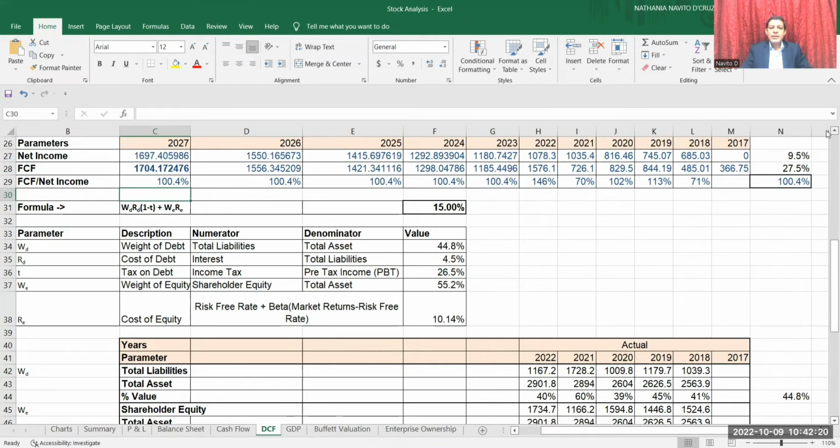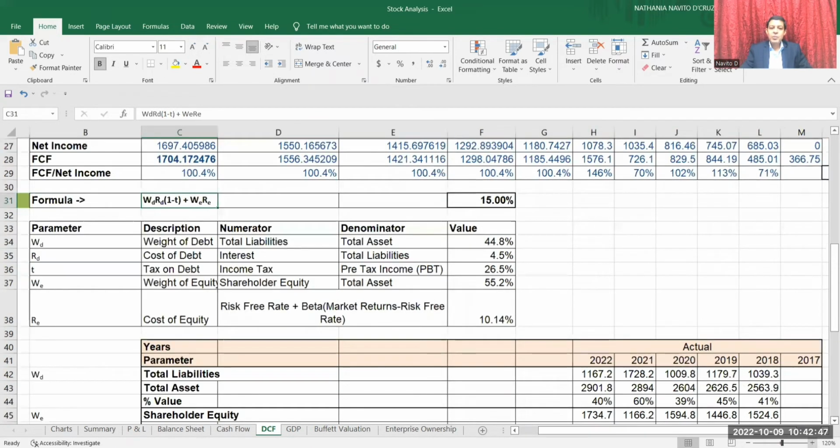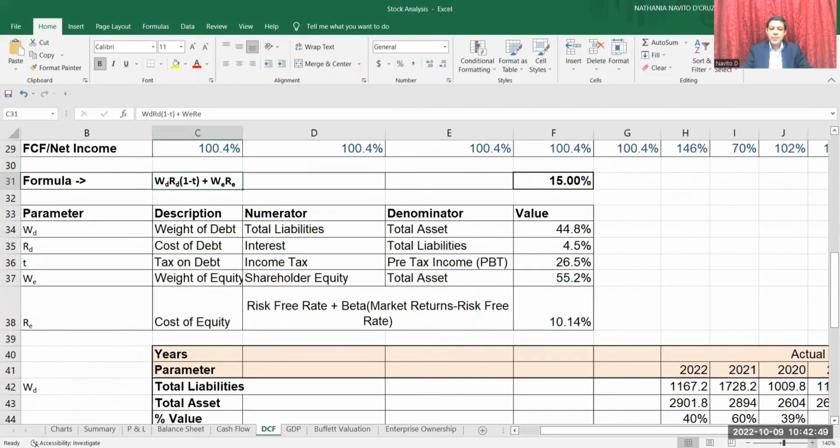So now in that discounted cash flow model, we have used a concept called the weighted average cost of capital. So today we're going to discuss how to calculate that discount rate, or the WACC of the company. As you see here, this is the formula for WACC: WD times RD times (1 minus T) plus WE times RE. Though it might look complicated, it is a very simple formula. It's very easy to understand.